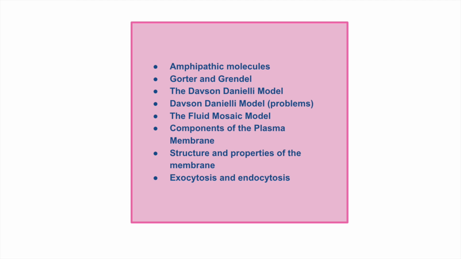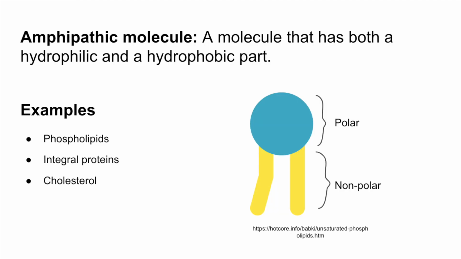First, you should know what an amphipathic molecule is. It's a molecule that has both a hydrophilic and a hydrophobic part. A few examples are phospholipids, integral proteins, and cholesterol. Now you know the plasma membrane found in all cells. Well, how did we discover its structure and properties?